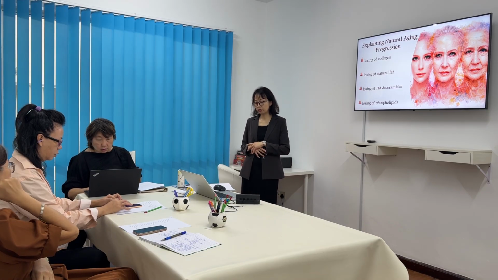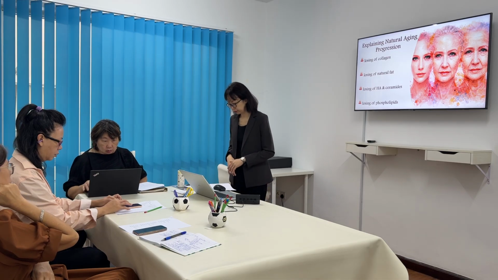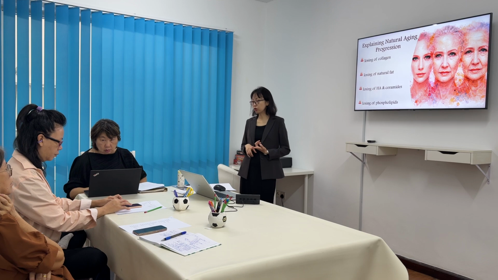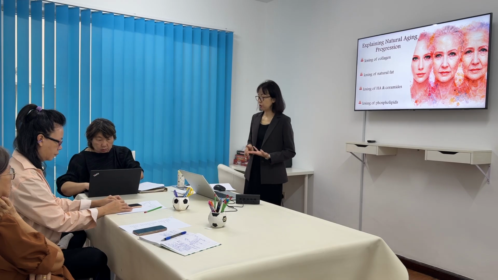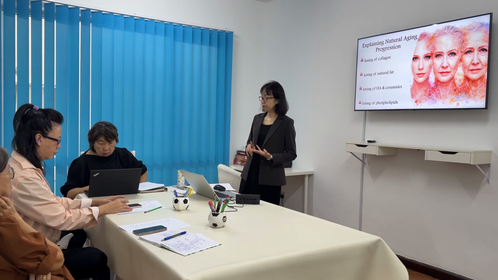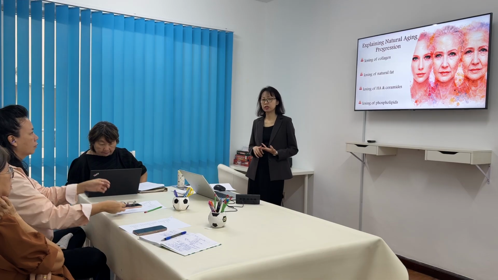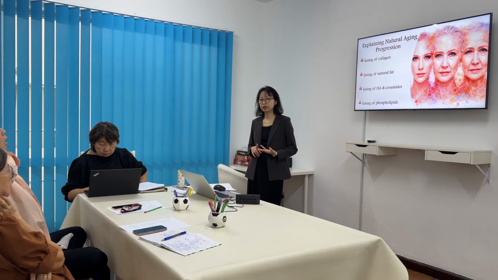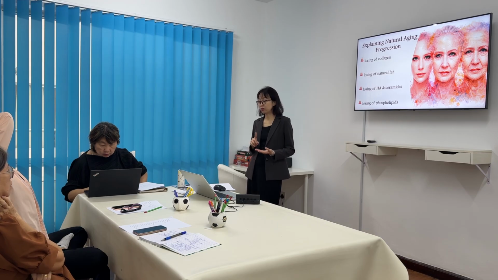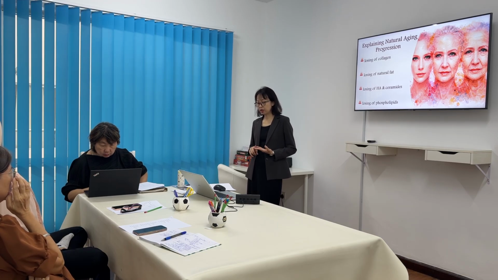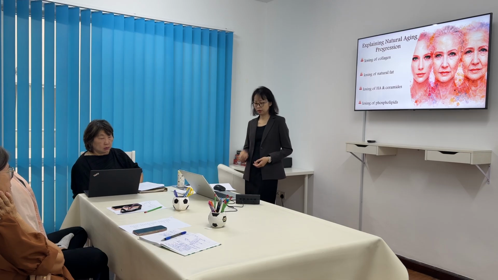The overall result is a loss of structure, loss of hydration, weaker barrier, and reduced resilience. So aging is not only about wrinkles. Aging happens because the skin slowly loses key building blocks that keep it firm, hydrated, and resilient. Genetics may influence about one third, but environment and lifestyle influence about two thirds.